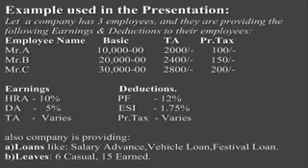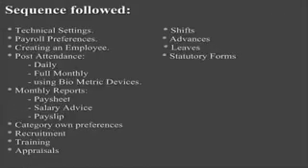Also the company is providing loans like salary advance, vehicle loan, festival loan, and also the company is providing leaves: 6 casual and 15 earned leaves. The sequence followed in the presentation is technical settings, payroll preferences, creating an employee, posting attendance, that is daily, full, monthly, using biometric devices. Monthly reports, those are pay sheet, salary advice, payslip. Category-wise preferences: recruitment, training, appraisals, shifts, advances, leaves, statutory forms.